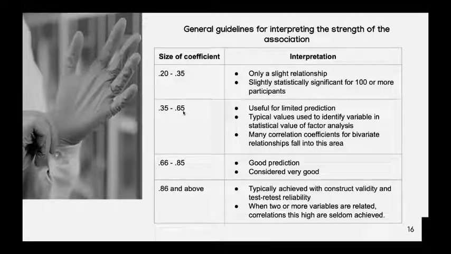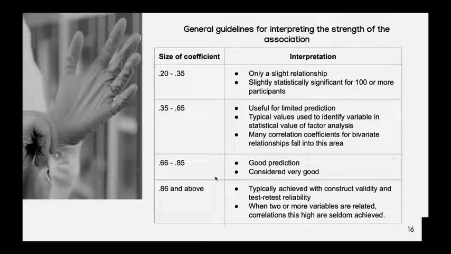Next is 0.35 to 0.65. When correlations are above 0.35, they are useful for limited prediction. They are the typical values used to identify variable membership in the statistical procedure of factor analysis, meaning the intercorrelation of variables within a scale, and many correlation coefficients for the relationships fall in this area.